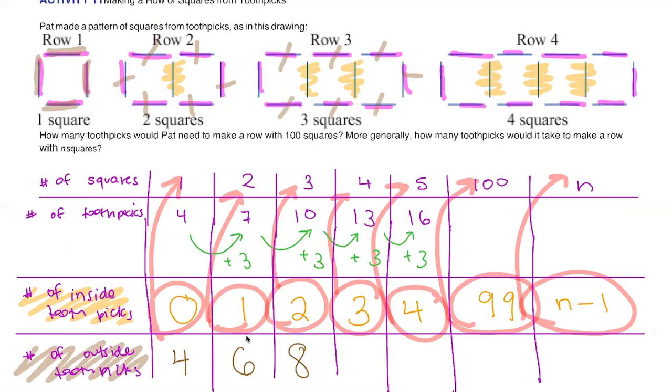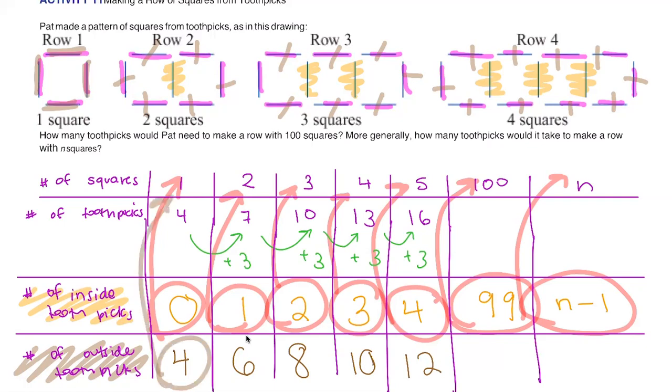I bet you that for 4, it's probably going to be 10, but I want to count it to make sure. 1, 2, 3, 4, 5, 6, 7, 8, 9, 10. Haha, my intuition was correct. When I'm counting the outside toothpicks for each number of squares increasing by 1, I'm just adding 2 more. 12. Oh, look even further.